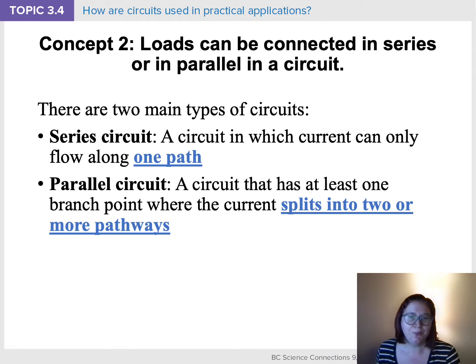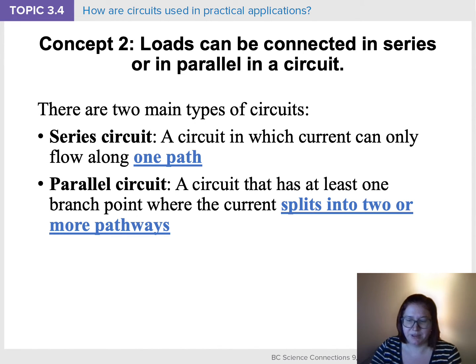So there are two main types of circuits. The first one is called a series circuit, and it's a circuit in which current can only follow one path. So these are the basic circuits that we've been looking at so far. A parallel circuit is a circuit that has at least one branch point where the current splits into two or more pathways. So there's more than one path for the current to take.